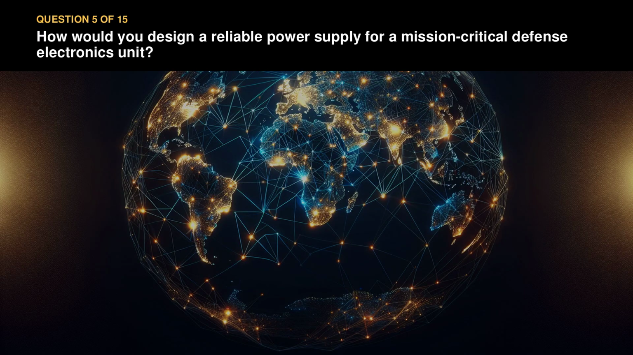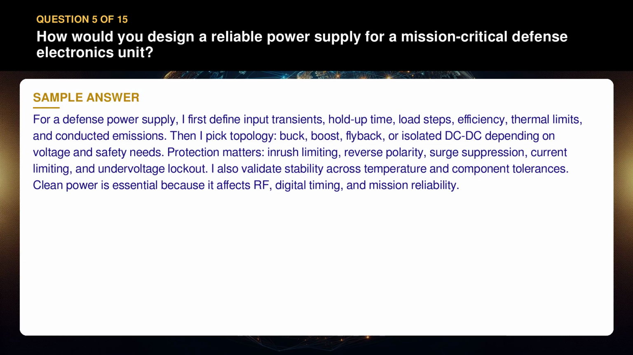Question 5. How would you design a reliable power supply for a mission-critical defense electronics unit? For a defense power supply, I first define input transients, hold-up time, load steps, efficiency, thermal limits, and conducted emissions. Then I pick topology, buck, boost, flyback, or isolated DC-DC, depending on voltage and safety needs. Protection matters: inrush limiting, reverse polarity, surge suppression, current limiting, and under-voltage lockout. I also validate stability across temperature and component tolerances.